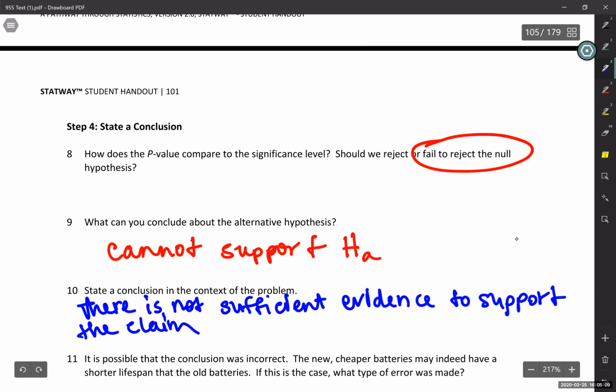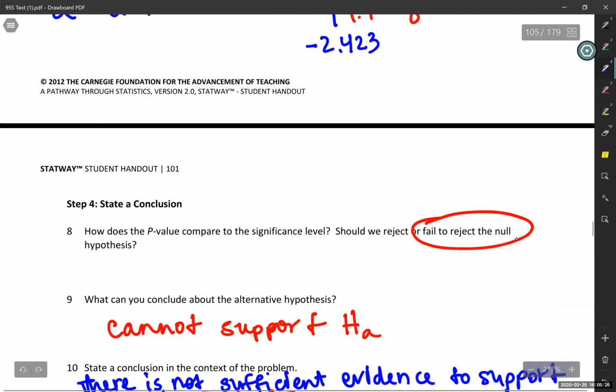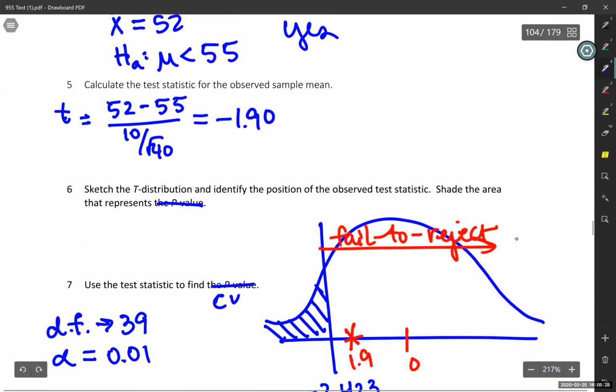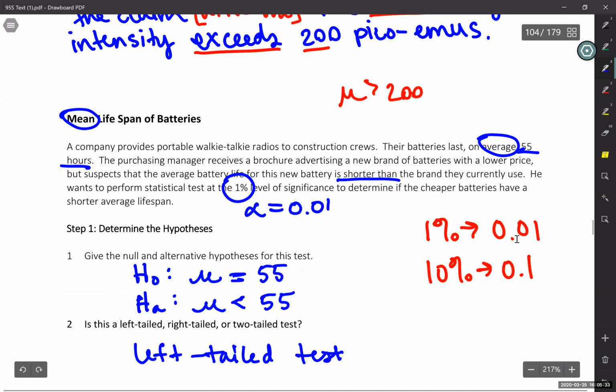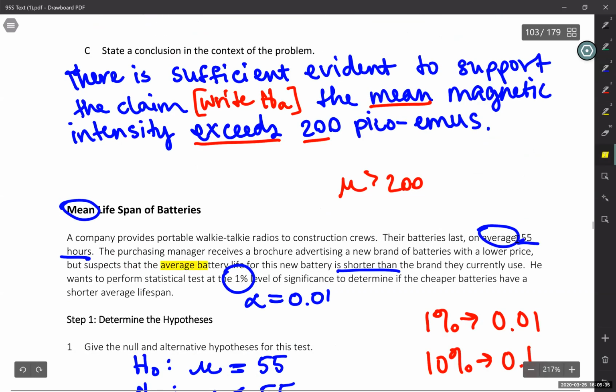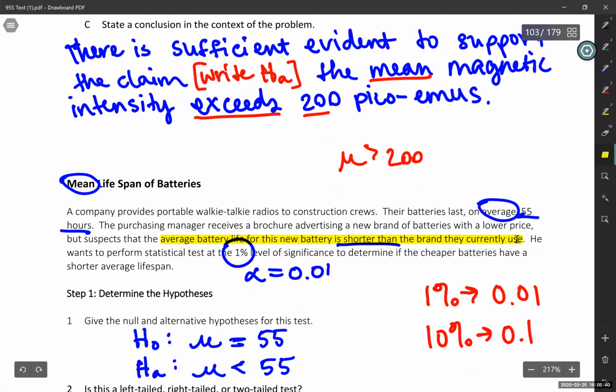And remember, this is where you're going to write the claim, which is the alternative. And so the alternative was that the new battery's lifespan is shorter. The average battery life for the new battery is shorter than the brand they currently use, or using the numbers here, shorter than 55 hours.